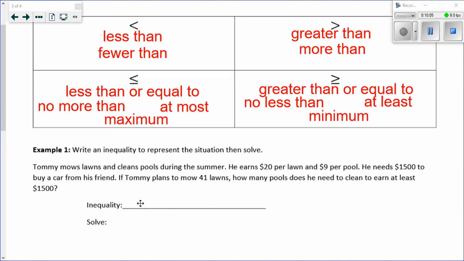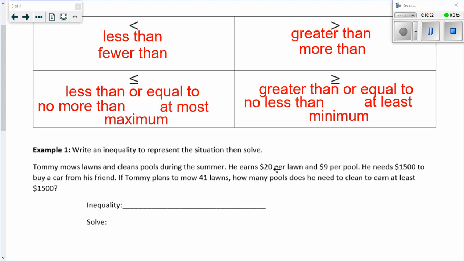We have to write the inequality to represent the situation, and then we can solve it. So Tommy mows lawns and cleans pools during the summer. He earns $20 per lawn and $9 per pool. He needs $1,500 to buy a car from his friend. If Tommy mows 41 lawns, how many pools does he need to clean to earn at least $1,500?